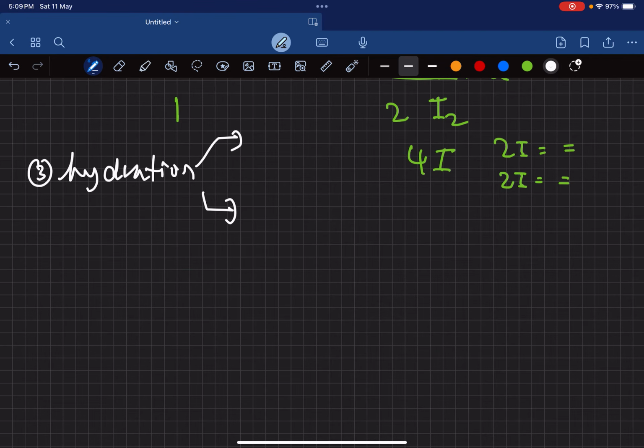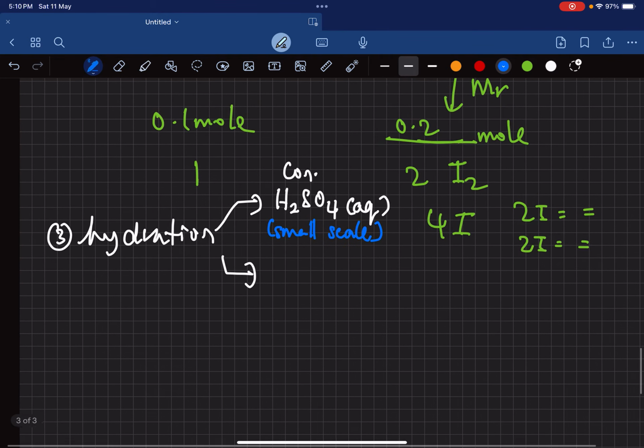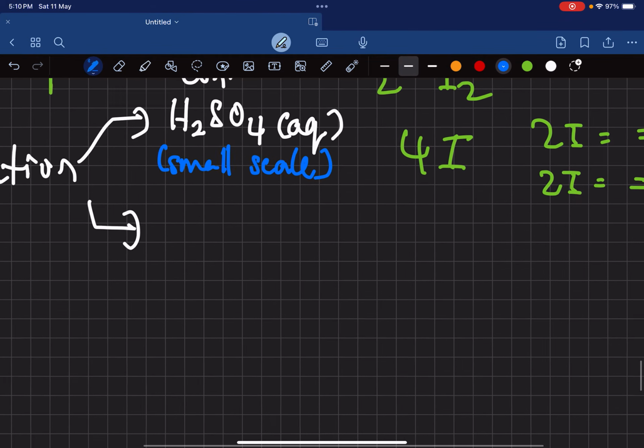One hydration is done with concentrated sulfuric acid. You use concentrated sulfuric acid, okay? And you know sulfuric acid is aqueous. These types of reactions are done small scale. Small scale meaning in the school lab, you can do it in a test tube.